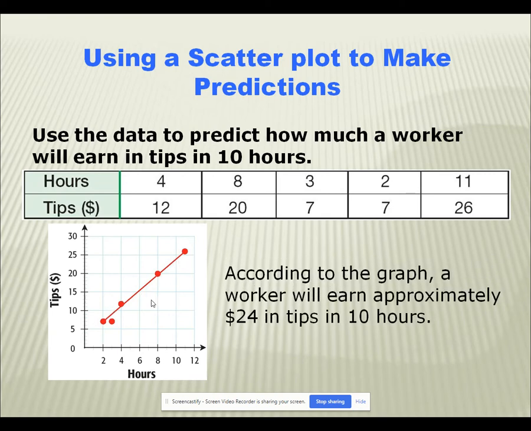So then you can use the line of best fit to kind of figure out, according to the graph, a worker will earn approximately $24 in tips in 10 hours, because it said predict how much will they make in 10 hours. Well, 10 hours isn't on the graph or isn't in the table. So you go to the graph and say, okay, 10 hours, you go up, where does it hit the line? It hits the line right there. So that would be about $24.